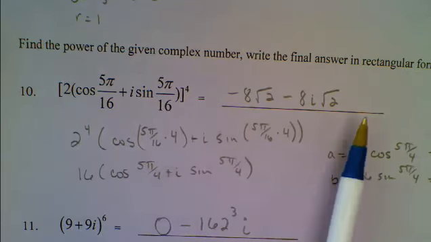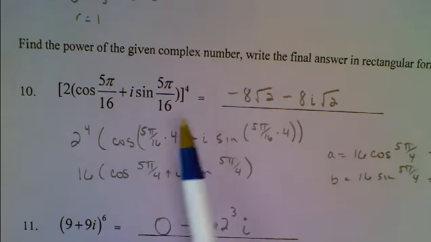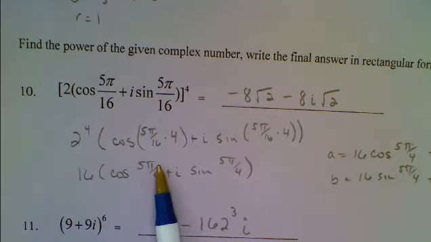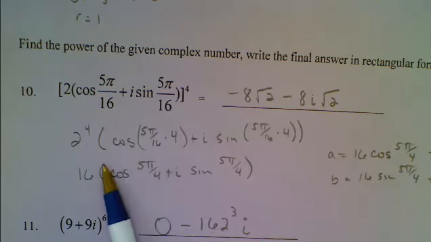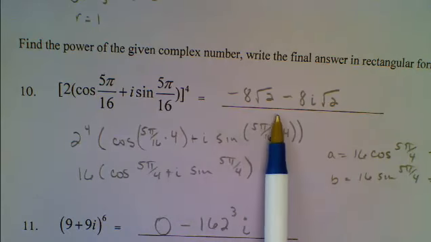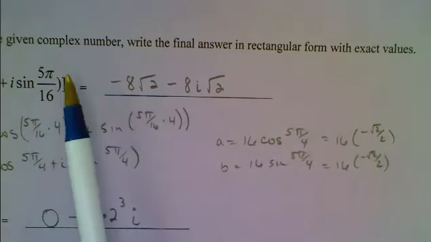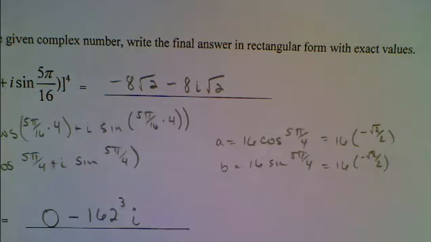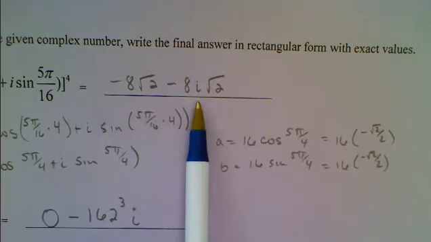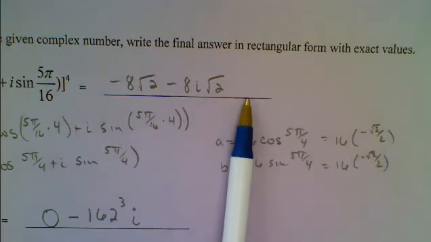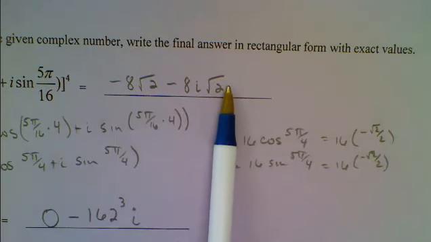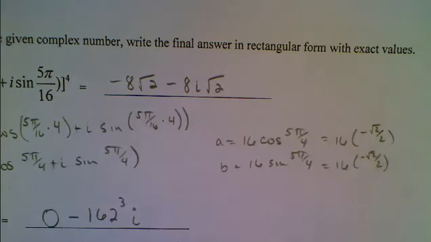So it did say that these have to be in rectangular form. So I need to take 16 times the cosine of 5 pi over 4 and 16 times the sine of 5 pi over 4 and simplify it. So I did that over here, and then when I simplify it, I got that as my final answer. Now I wrote it as negative 8i radical 2. I just want to make sure that you know that i is not under the radical sign. So if you go 8 radical 2i, just make sure your i is not underneath that radical sign.